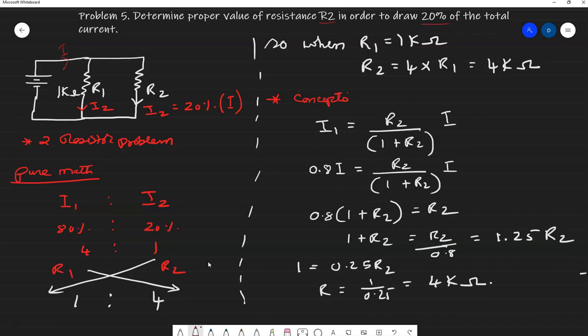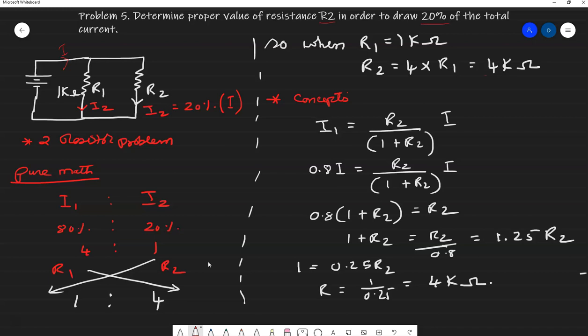If you take any example, put any values for R1. If you take R1, in fact it's given here. So R1 is 1 kilo ohm, but R2 will be 4 times of that. 4 times of R1 is 4 kilo ohm. Now we'll try to do this applying the concept.